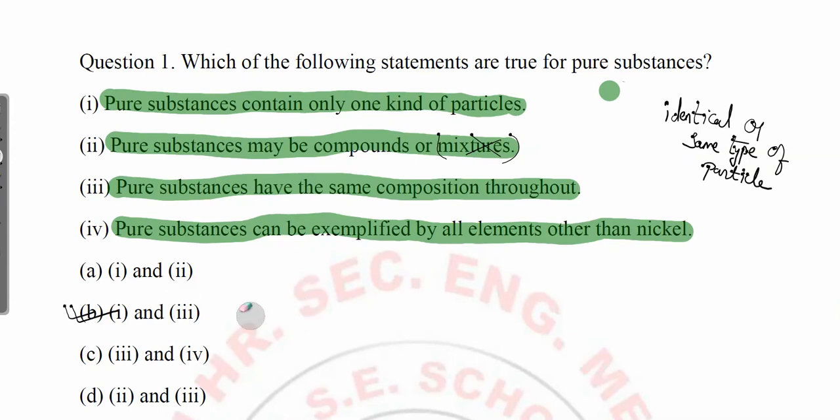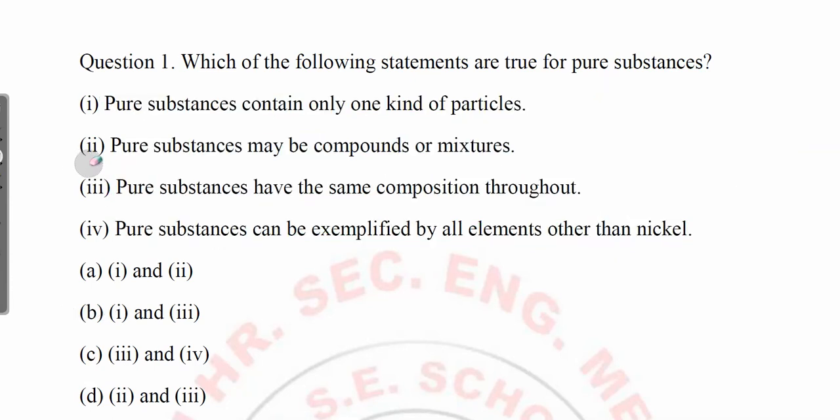So the answer here is option B, where the first statement states that a pure substance contains only one type of particle, and the third statement says that a pure substance has the same composition throughout. The second and fourth statements are false.